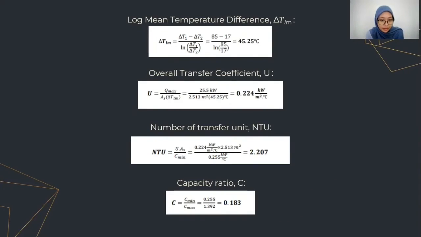After finding delta TLM, we can calculate the overall heat transfer coefficient, where U is equivalent to Qmax over surface area times delta TLM, and we get 0.224 kilowatt over meter squared times degree Celsius. Next, we can determine the NTU from the following formula and get 2.207. And we also have to compute the capacity ratio, C, which is the ratio of Cmin over Cmax, and get 0.183.